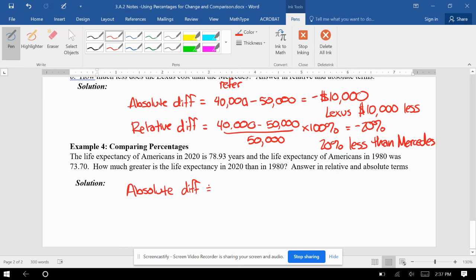Okay, so absolute difference would be, what's my old quantity? 1980 was a lot longer ago than now. So this is going to be my reference value, and this is going to be my new value. So we're going to say 78.93 minus 73.7, well, actually it wants the absolute difference. I said absolute value again, oh geez. It's going to take me a while to get used to not saying that. Okay, so when I subtract those, I have 5.23. So on average, we live 5.23 more years in 2020.